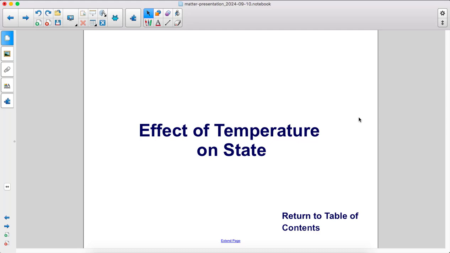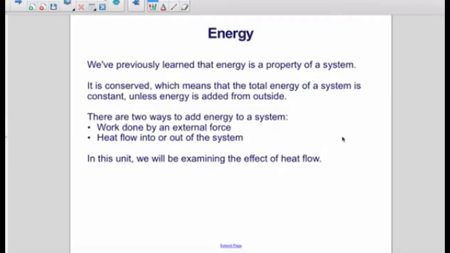Effect of temperature on state. We've previously learned that energy is a property of a system. It is conserved, which means that the total energy of a system is constant unless energy is added from outside. There are two ways to add energy to a system: work done by an external force, or heat flow into or out of the system. In this unit, we will be examining the effect of heat flow.